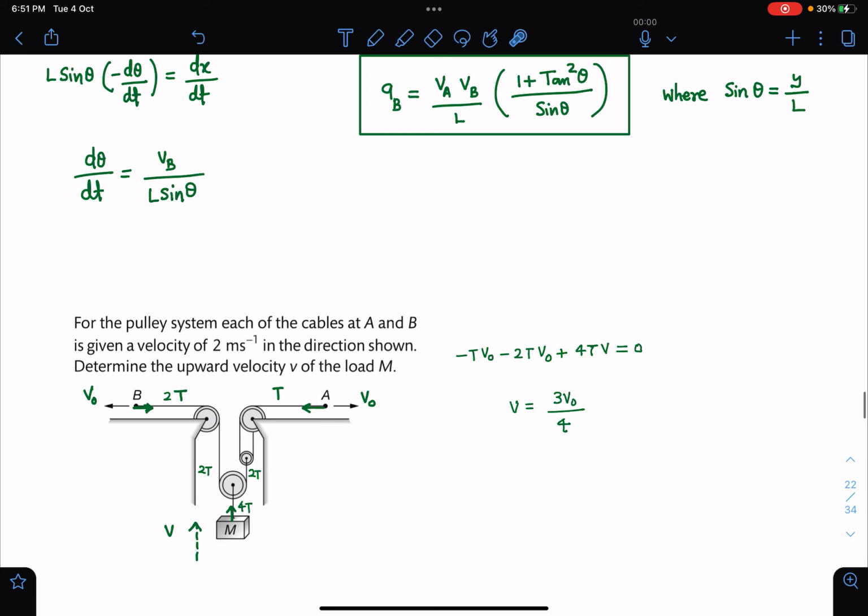Next question. Suppose this is given. So we can use the same logic here also. In this mass, tension T this side, here tension T, so this will become 2T, 2T, 2T, and here it is 4T. So minus 2T V naught minus T V naught, and this will become 4T into V. So V is equal to 3V naught by 4. Directly I can write the answer. T dot V will ensure that all these answers are coming in just one line.